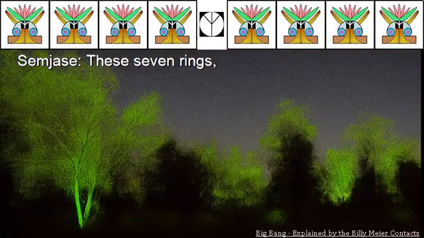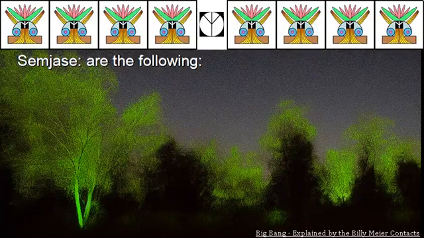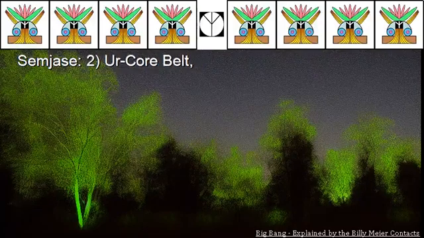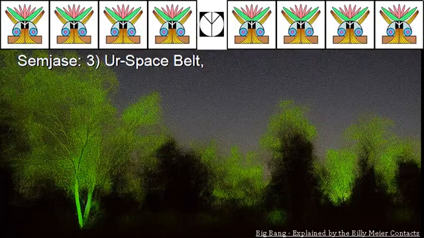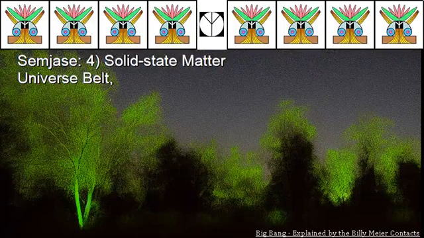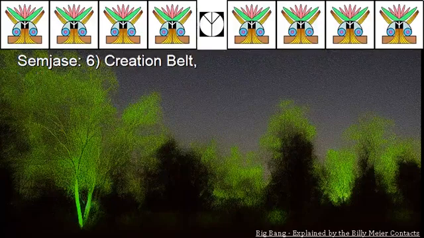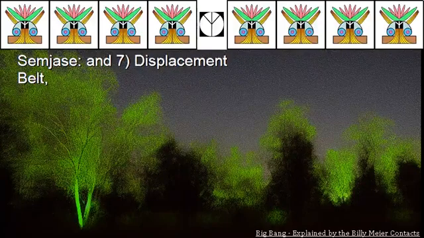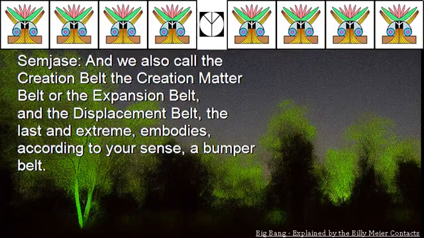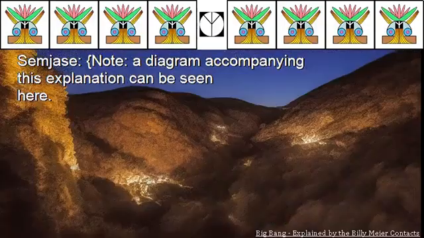These 7 rings, which we call belts, are the following: 1 central core, 2 core belt, 3 space belt, 4 solid state matter universe belt, 5 transformation belt, 6 creation belt, and 7 displacement belt. And we also call the creation belt the creation matter belt, or the expansion belt, and the displacement belt, the last and extreme, embodies, according to your sense, a bumper belt. Note, a diagram accompanying this explanation can be seen here.